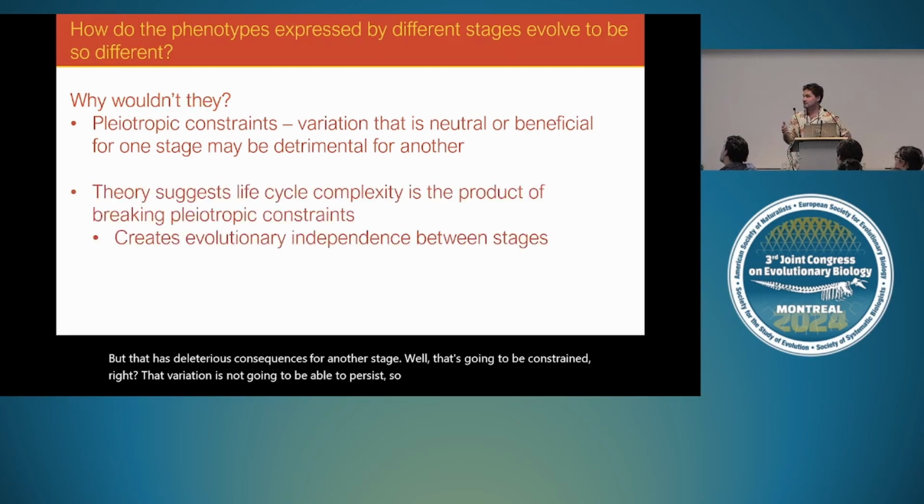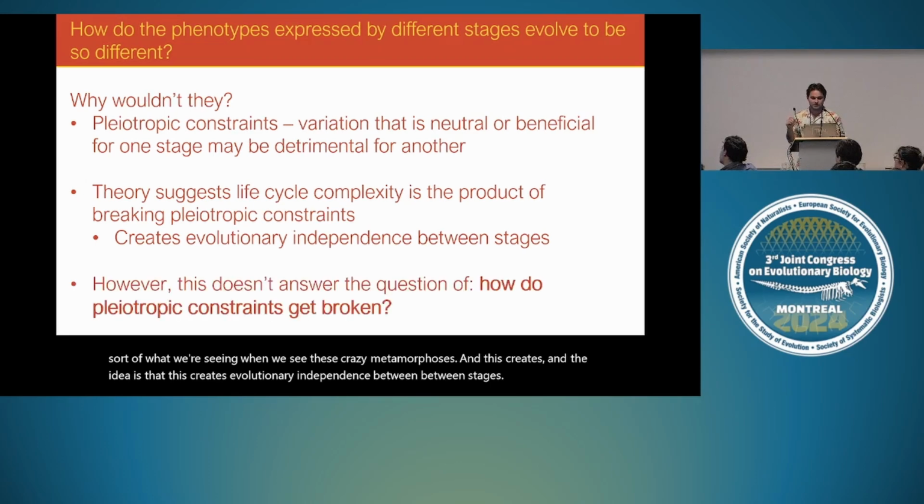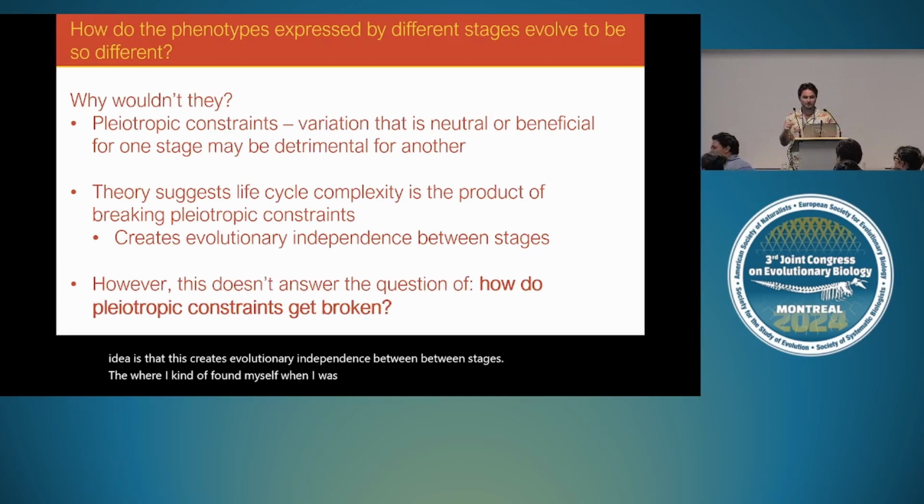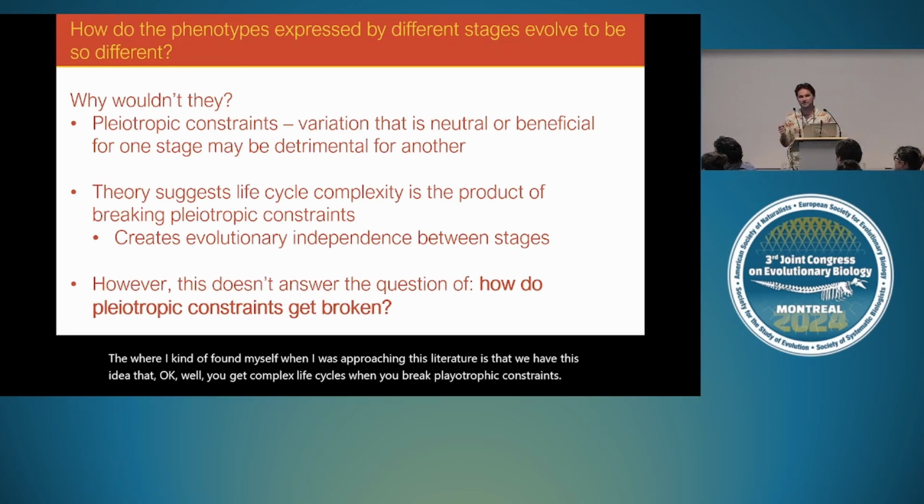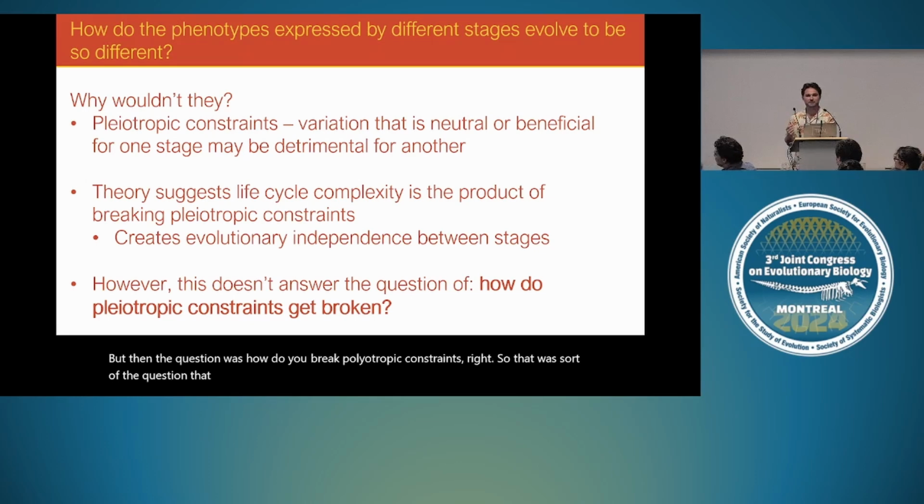So theory suggests that life cycle complexity is what you get when you break these pleiotropic constraints. That's sort of what we're seeing when we see these crazy metamorphoses. And the idea is that this creates evolutionary independence between stages. Where I found myself when I was approaching this literature is that we have this idea that you get complex life cycles when you break pleiotropic constraints. But then the question was, well, how? How do you break pleiotropic constraints? That was the question that I wanted to address and that I'm getting acquainted with here early in my PhD.